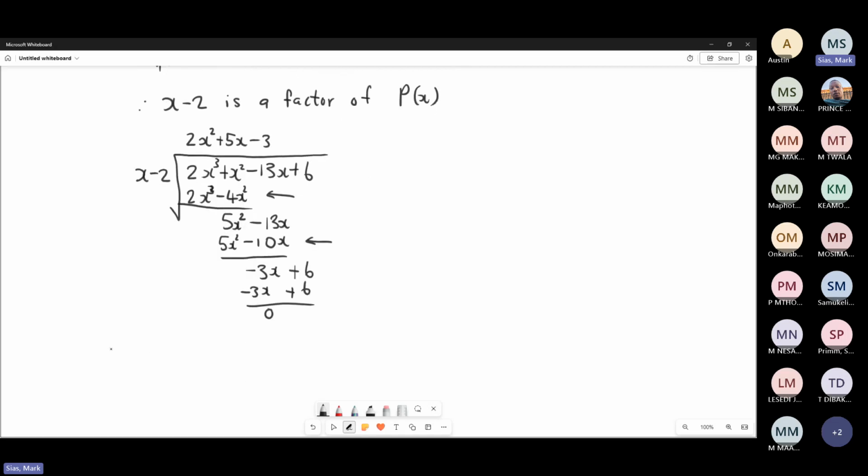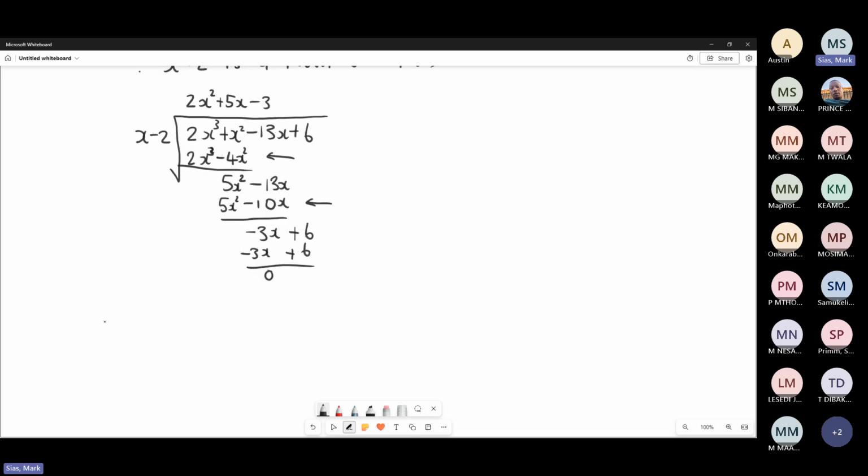So by the remainder theorem, I can say 2x cubed plus x squared minus 13x plus 6 is equal to that linear factor x minus 2. Remember, I put the 2 in there and I found that p of 2 is 0. So x minus 2 is a factor by the factor theorem. And on top, it yielded this quotient function, 2x squared plus 5x minus 3.